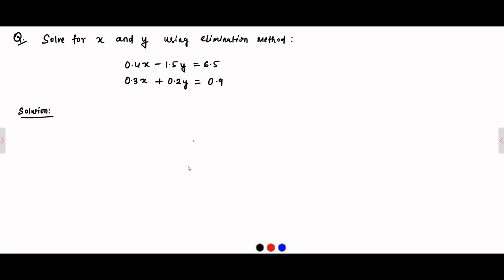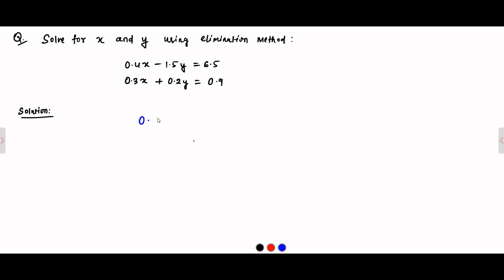So here is another question on solving linear equations in two variables using the elimination method. The two equations which we have to solve for x and y are 0.4x minus 1.5y is equal to 6.5 and 0.3x plus 0.2y is equal to 0.9. Okay, so first we'll write the equations in their present form.